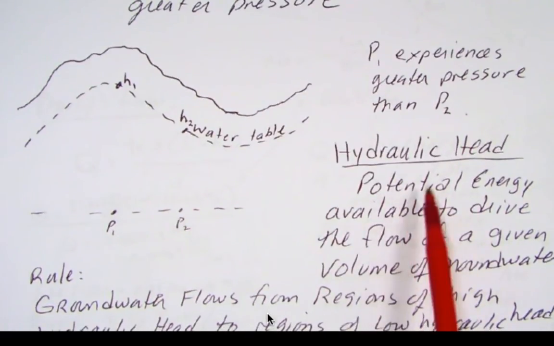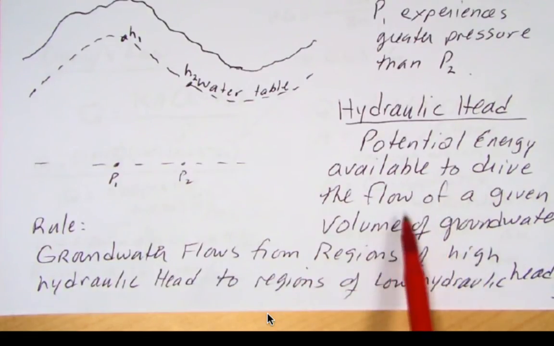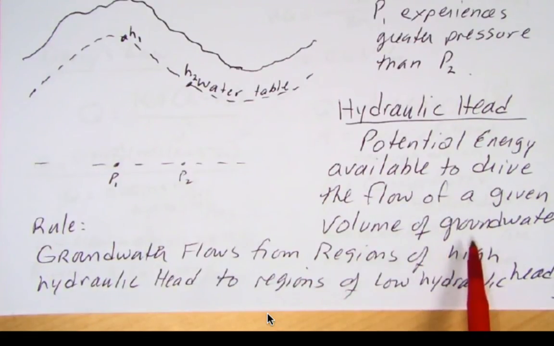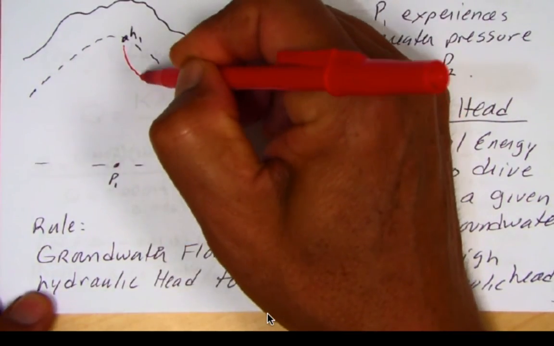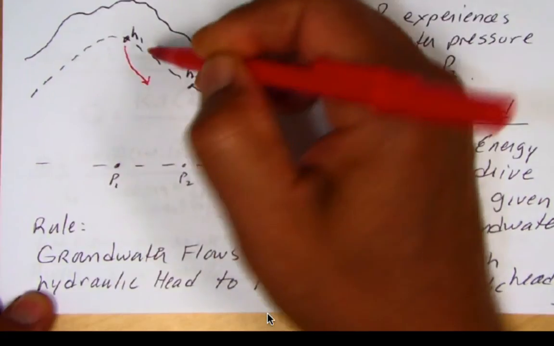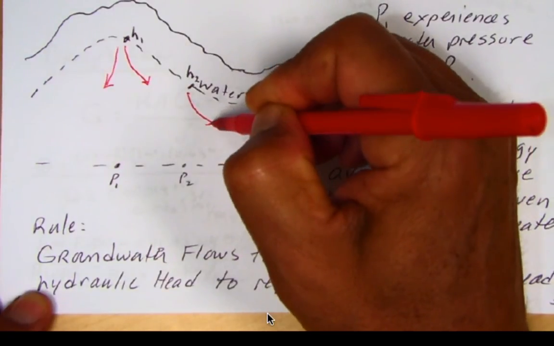Now, this hydraulic head, physicists define it as a potential energy available to drive the flow of a given volume of groundwater, right? So that means that from this point, water here is going to flow out in these directions. It's going to flow out. Usually it flows in curved lines.